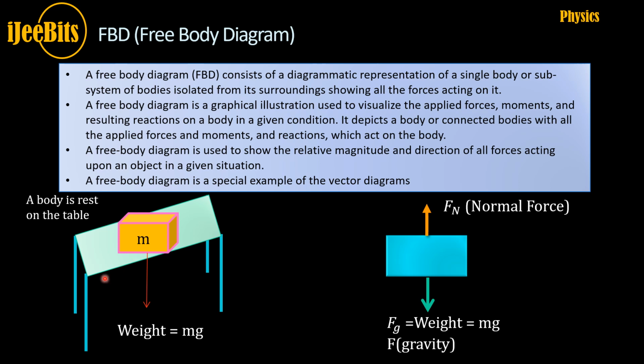Right. Let's say, for example, I have a block of mass m which rests on the table. What we are asking here is, what are the forces acting upon the body? One for sure we know is weight, which is always downwards. This is called Fg, force due to gravity. So that is how you represent it.